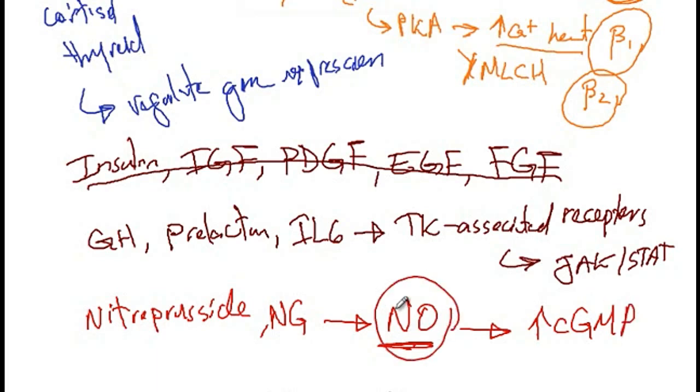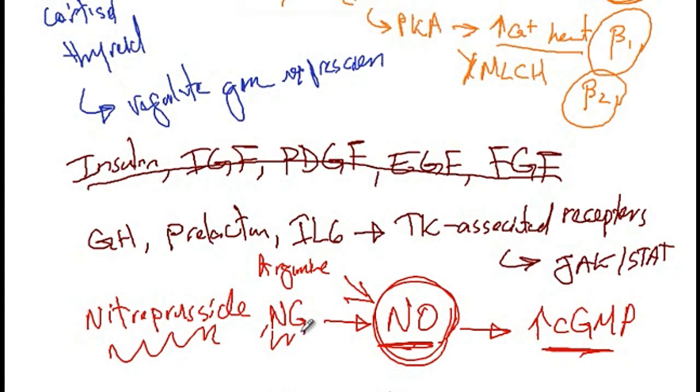And then nitric oxide can be naturally produced from the vascular endothelial cells, so arginine in the vascular endothelial cells can be converted to nitric oxide, which increases the cyclic GMP. And then cyclic GMP will cause dilation of the arteries and veins. So these medications, since they would dilate the arteries and veins, are used for the treatment of angina and pulmonary edema.